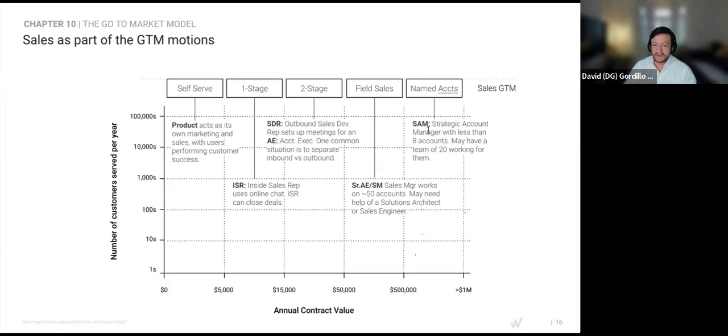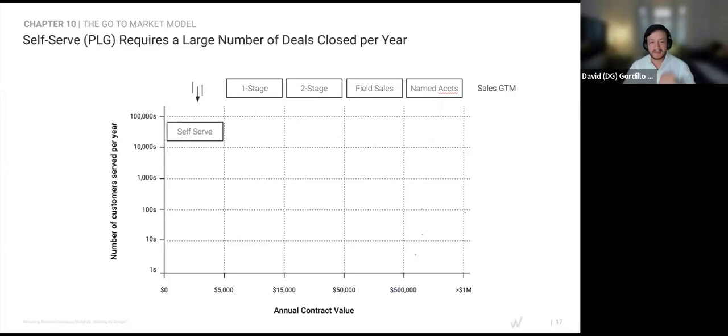And then when we get to named accounts, that's when we have a strategic account manager. They tend to manage a handful of accounts, and these accounts themselves have dozens of people as well involved on the seller side. So now that we match the different sales motions to the different ACV ranges, we can also match them to the different number of customers that we need to serve per year.